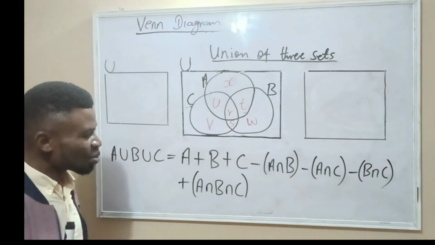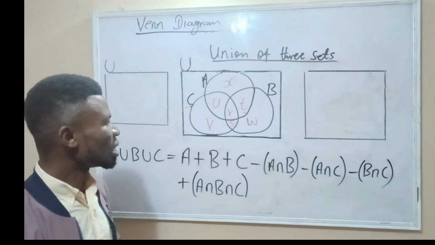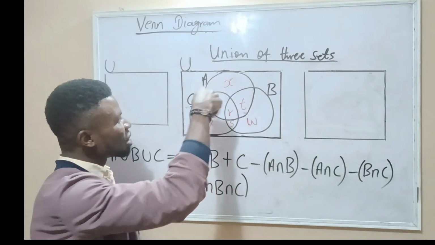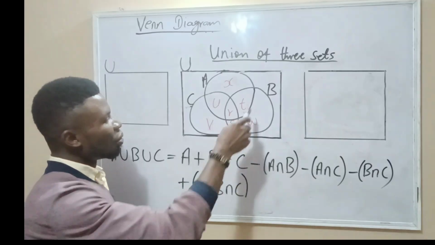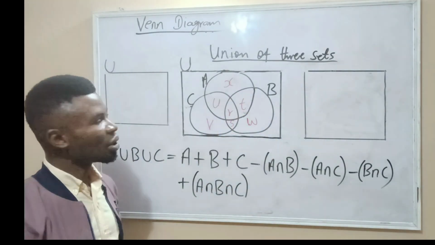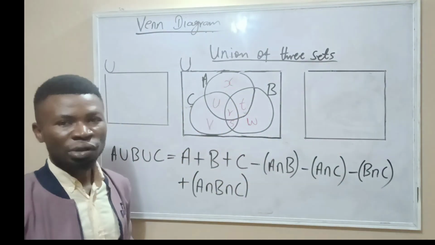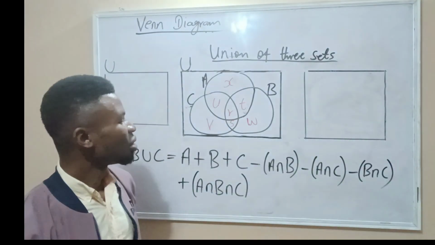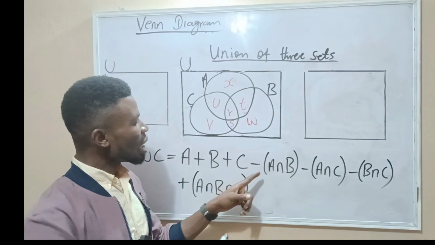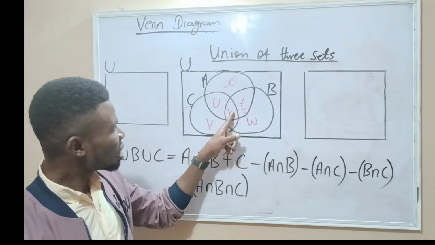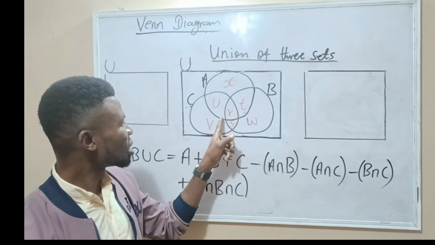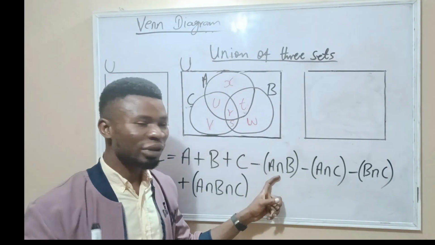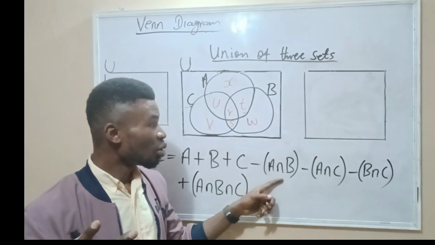Then the last one, which is the most important, this R there. When we say everything in A, it was counted. When we say everything in B, R was counted. When we said everything in C, R was also counted. That means it was counted 3 times. But then, when we say minus A intersection B, you notice that R is part of that A intersection B. This is A, this is B. R is part of it. That means we've removed one of it. You remember we said it was counted 3 times. We've removed one of it.